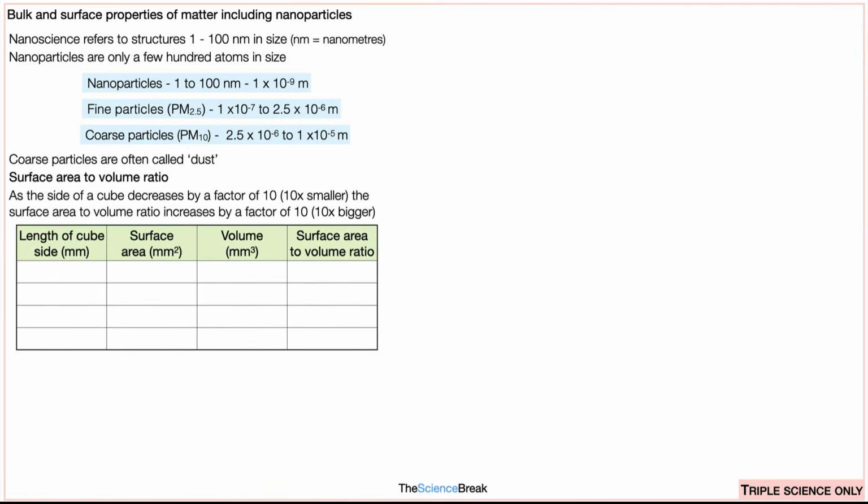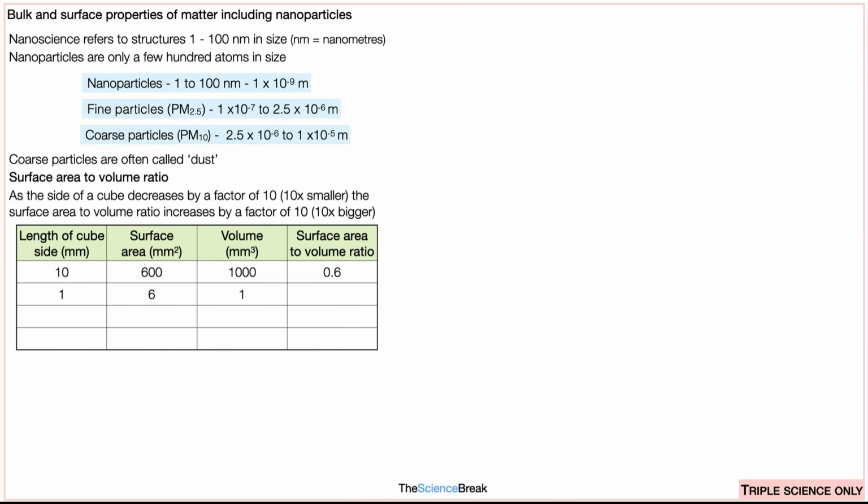Our first column is length of cube side, then we're going to look at the surface area, then the volume, and then the surface area to volume ratio. So for the first one, we have a cube side of 10 millimeters. That would give a surface area of 600, because it would be 10 times 10 for one surface times 6 for all the surfaces on a cube. And the volume is given by 10 times 10 times 10, which is 1000. If we divide the surface area by the volume, that gives the surface area to volume ratio. That's 0.6.